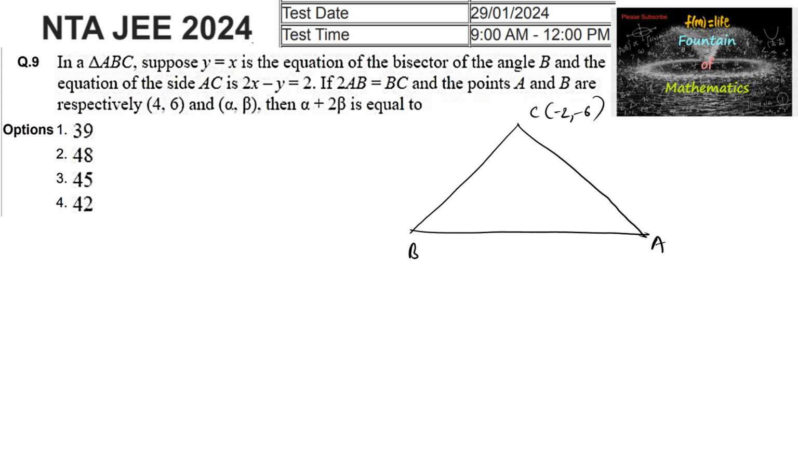C is (minus 2, minus 6), and A is the point (4, 6) and B is the point (alpha, alpha), and since y is equal to x is the bisector, we can say that the image of this point C with respect to the line y is equal to x will be lying on the side AB. So the image with respect to y is equal to x, the x coordinate and y coordinate will interchange. So (minus 6, minus 2) is the point which is on the side AB.